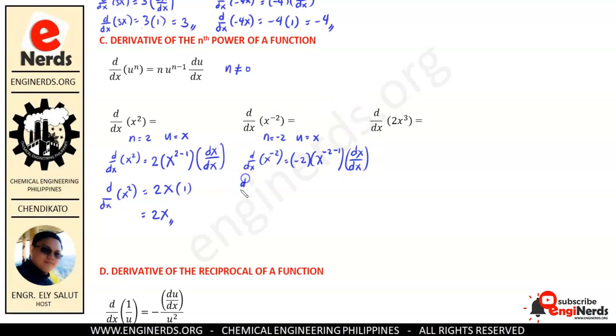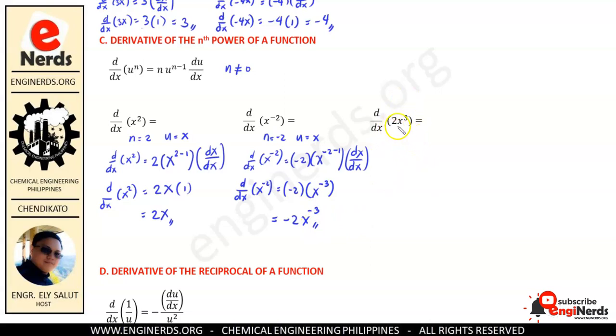So we have d over dx of x to the negative 2 is equal to negative 2 times x to the negative 2 minus 1, which is equal to negative 3. Dx over dx is equal to 1. So that means our answer here is negative 2x to the negative 3. Okay, so this is our final answer right there.